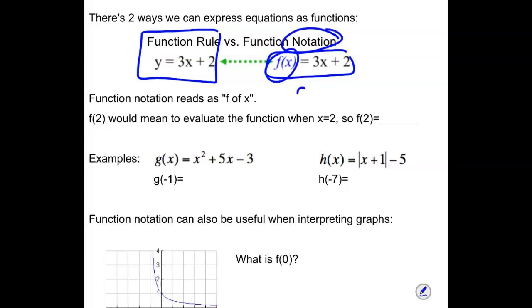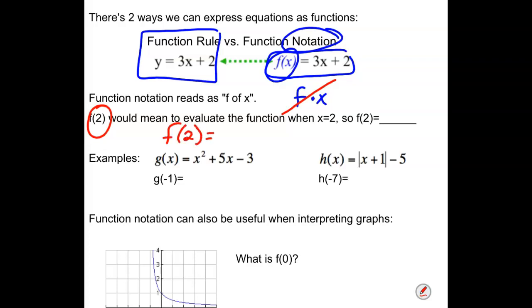Many students think of it as f times x. That is not the case. We are not multiplying the f with the x. Typically, when we use parentheses, it indicates multiplication, but this is different. This is called function notation. So f of 2 is basically just saying find the value of your function when x is 2. So if we take our function, it was 3 times something plus 2, and they are telling me that they want me to put a 2 in there. That's what this is indicating. Find the value of the function when x is 2.